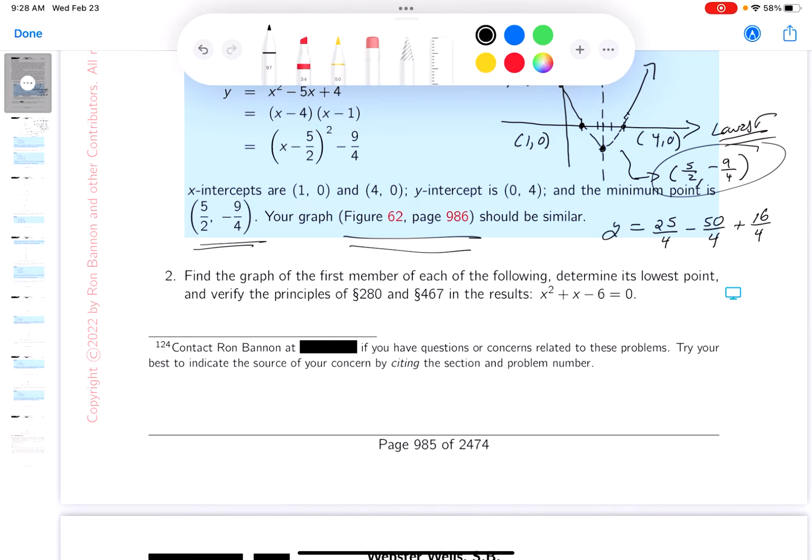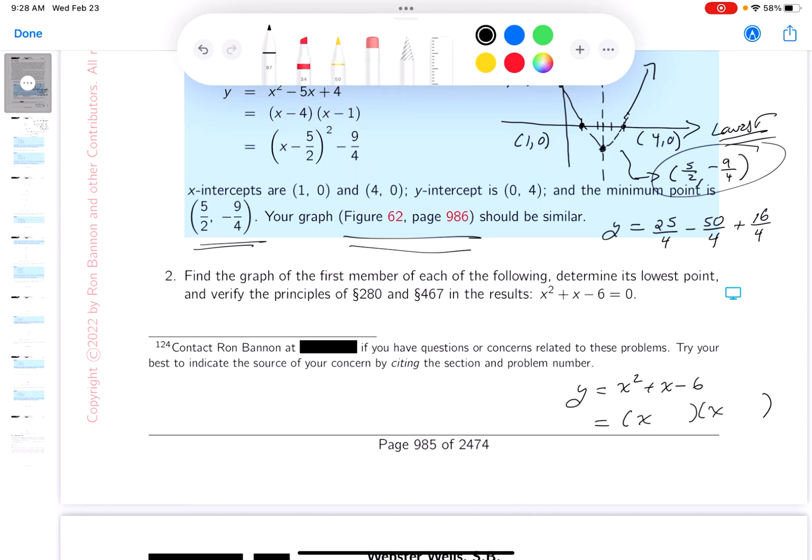Okay, we're doing problem number 2 now, and it's really the same story. I'll write this down. It's y equals x squared plus x minus 6. They want me to graph that. And the way I would graph that is I see if I could factor it. But if I can't factor it, we'll talk about other techniques, by the way.